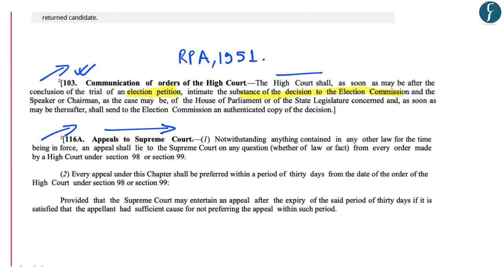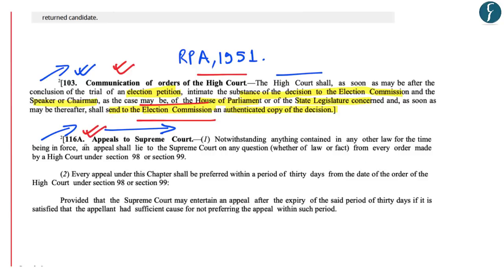And accordingly, the Speaker or Chairman of the House of Parliament or that of the state legislature concerned, as soon as possible, shall send to the Election Commission this particular decision of the High Court. So this is one aspect with respect to communication of the decision of the High Court to the Election Commission of India. The next part is with respect to appeals to the Supreme Court.